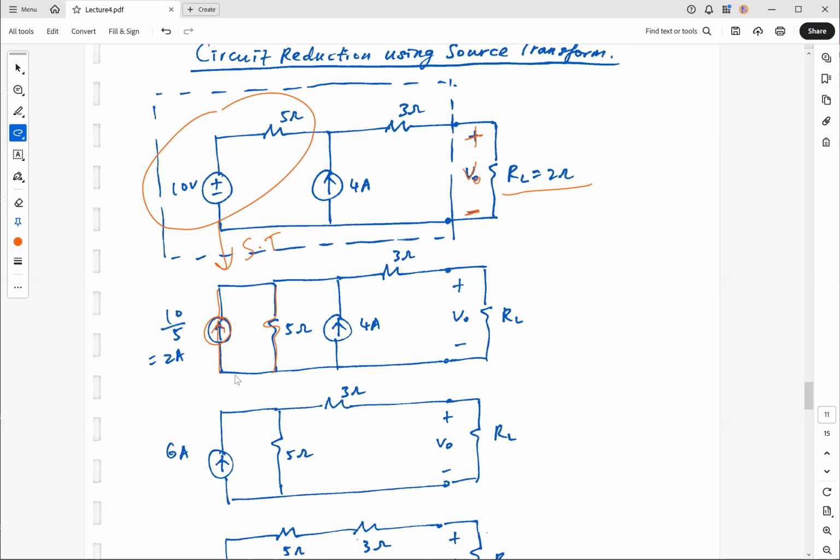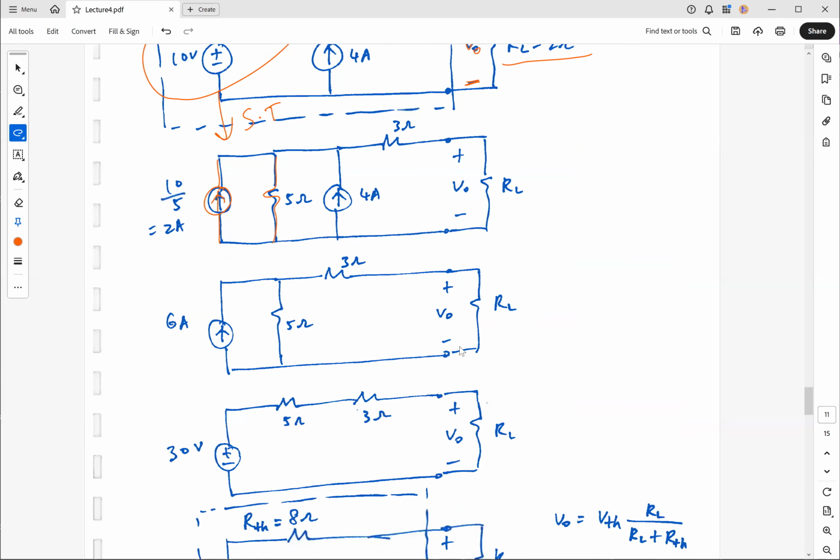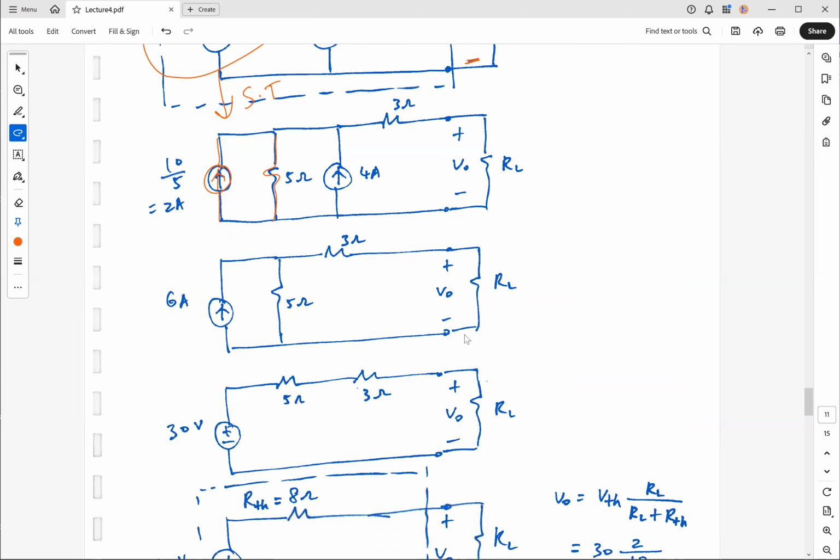Okay, no, 2 plus 4, right? So I have 6 over here, right? This is also another step of simplification. I can carry off one current source. Okay, so 6 amp, 5 ohm, 3 ohm, and then I have RL over here. So what I'm going to do next is I'm going to do source transformation again, right? Because this is a pair combination of current and the resistor. So I'm going to perform another ST so that I can convert it into a series voltage source and resistor.